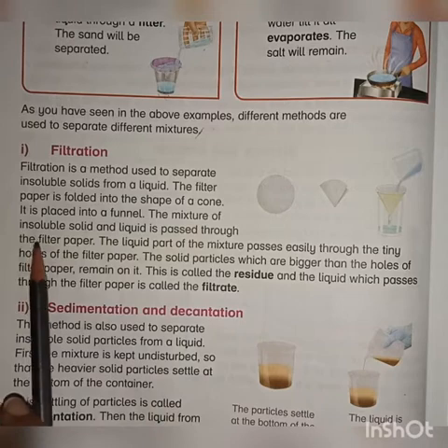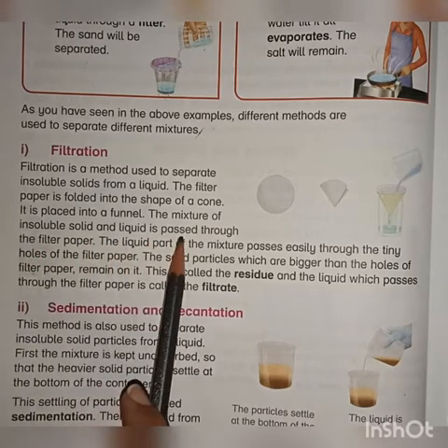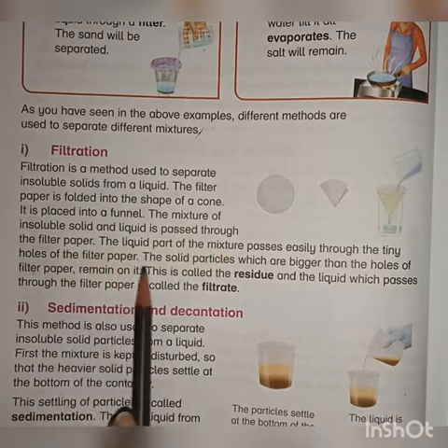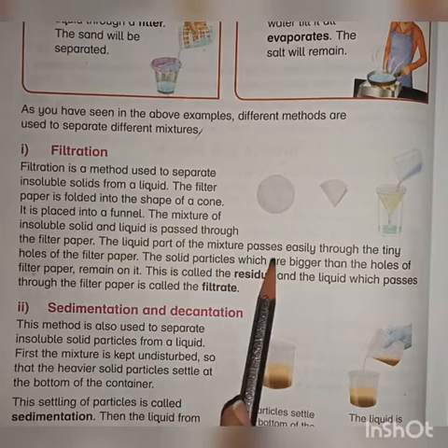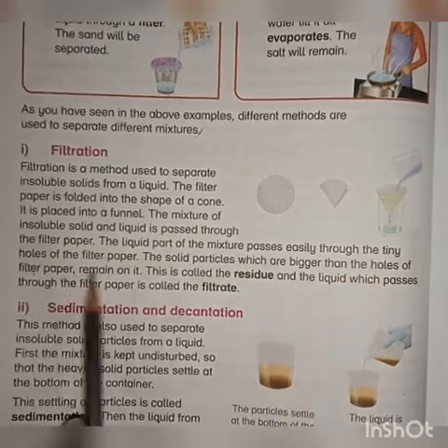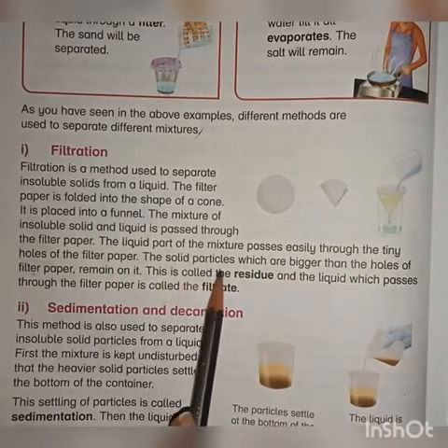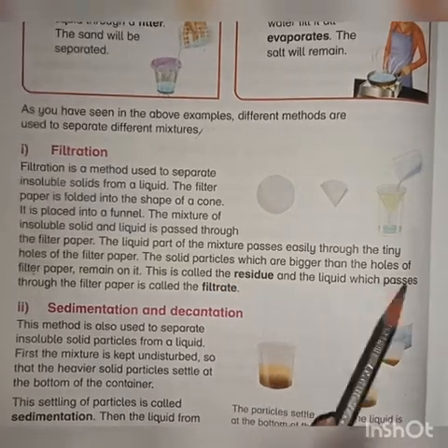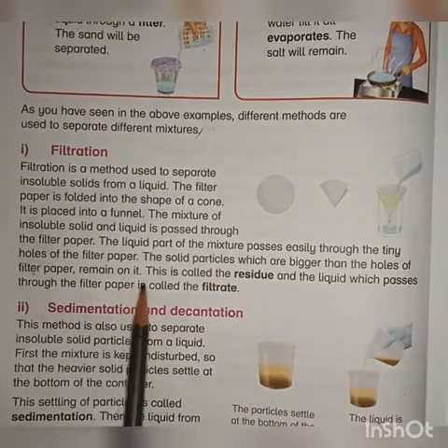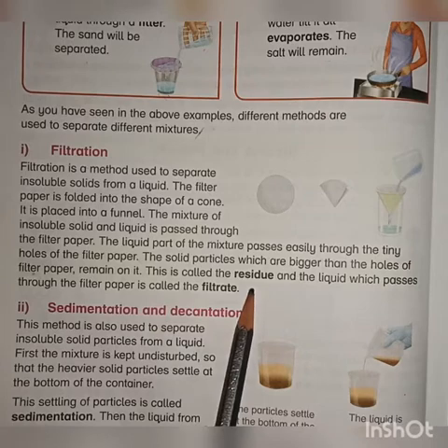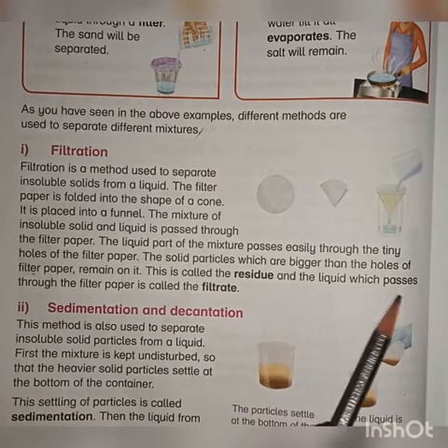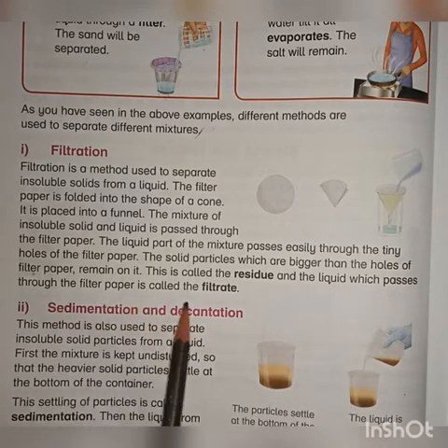The mixture of insoluble solid and liquid is passed through the filter paper. The liquid part of the mixture passes easily through the tiny holes of the filter paper. The solid particles, which are bigger than the holes of filter paper, remain on it. This is called the residue, and the liquid which passes through the filter paper is called the filtrate.